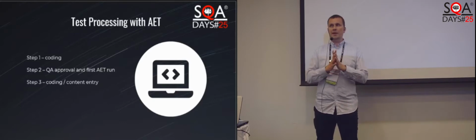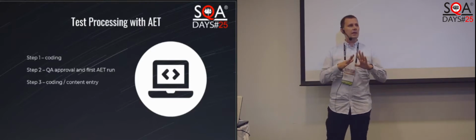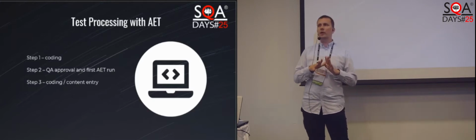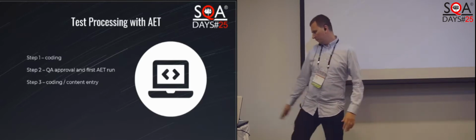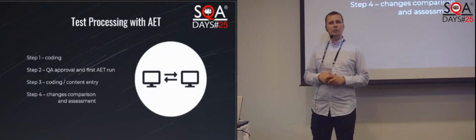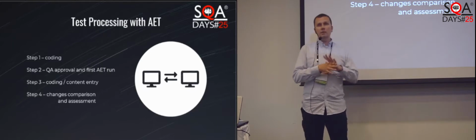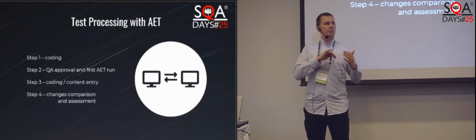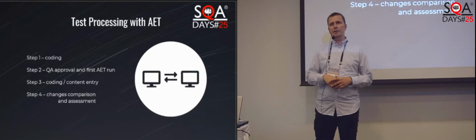Of course, it may be a desired change, so it's okay. But what if we broke something? Of course, it's like the best thing to address with AET. So AET is not for looking for bugs, it's for looking for some changes. Track them and assess if they are desired or not. So we run AET one more time, and what we get is like a new report, new version of our report. And then we, QA, or it can be developer or the author, are responsible for assessing if all those changes are desired or not.